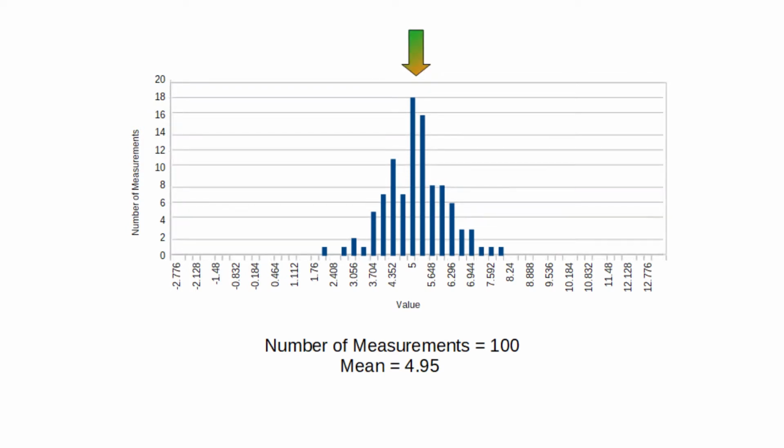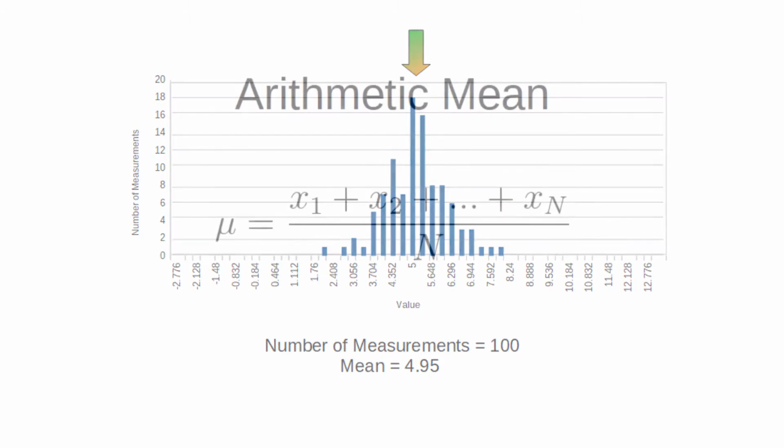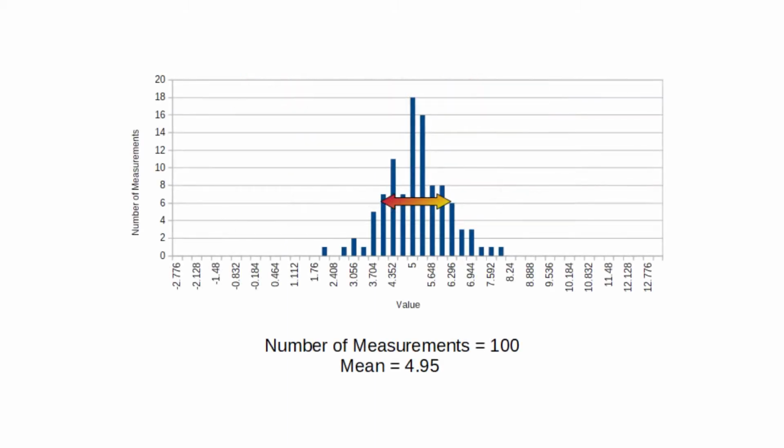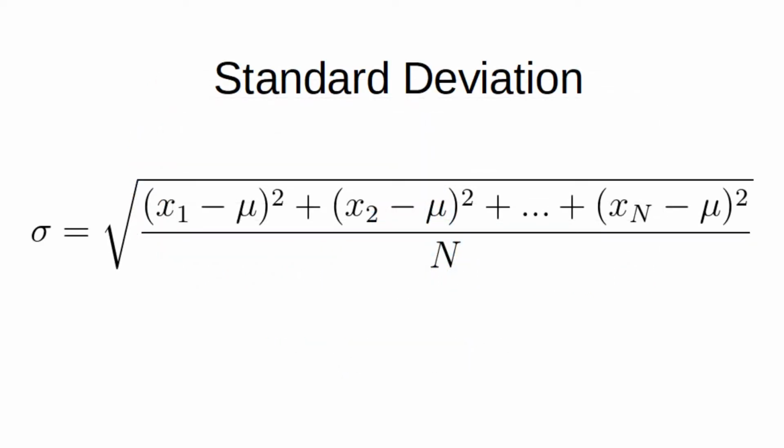The peak in this bell curve is the average or mean of the distribution. We can also find this by adding all the measurements together and dividing by the total number of measurements. The width of the bell curve shows how tightly packed our values are. We can also calculate this using a formula called the standard deviation.